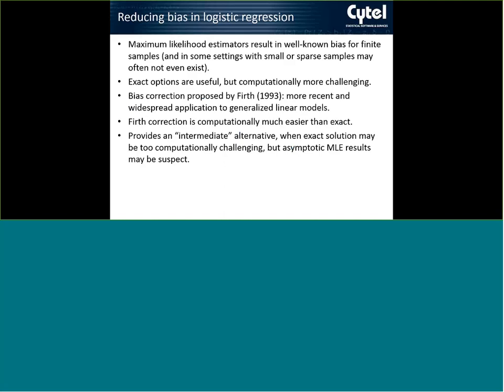So where the sample size may not be large enough for asymptotics to work very well, but is too large for the exact method to work very well, or the nature of the covariates makes exact challenging, then this bias correction method can be useful.